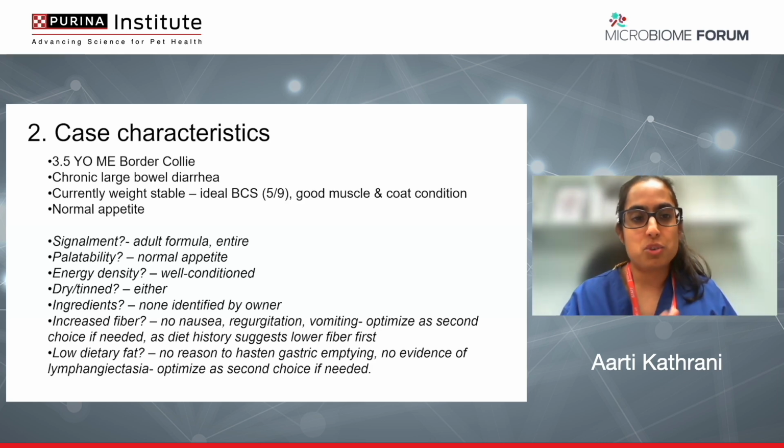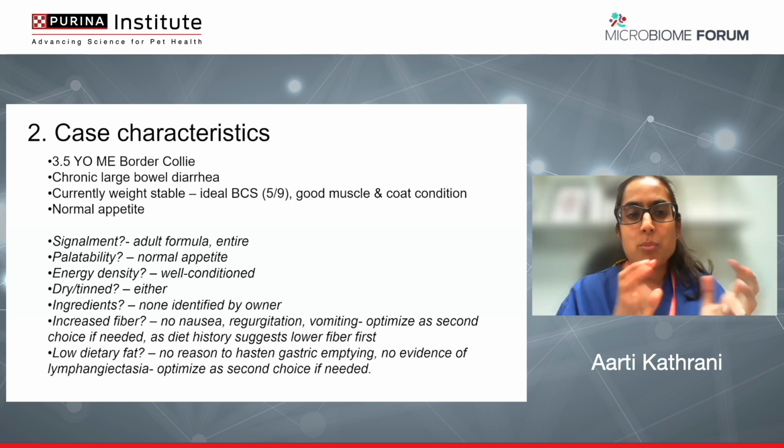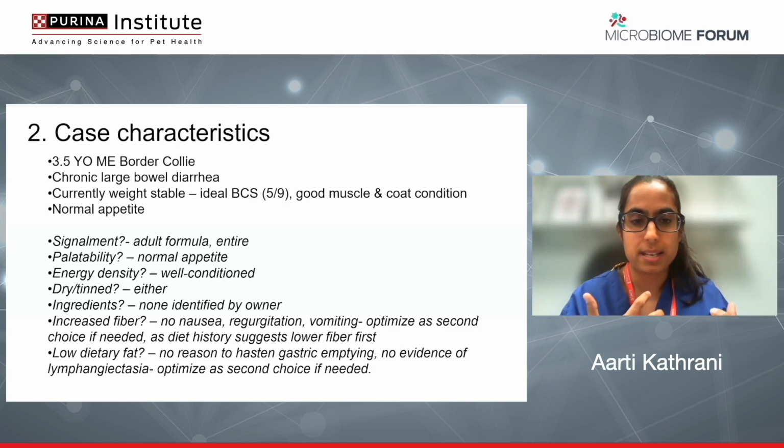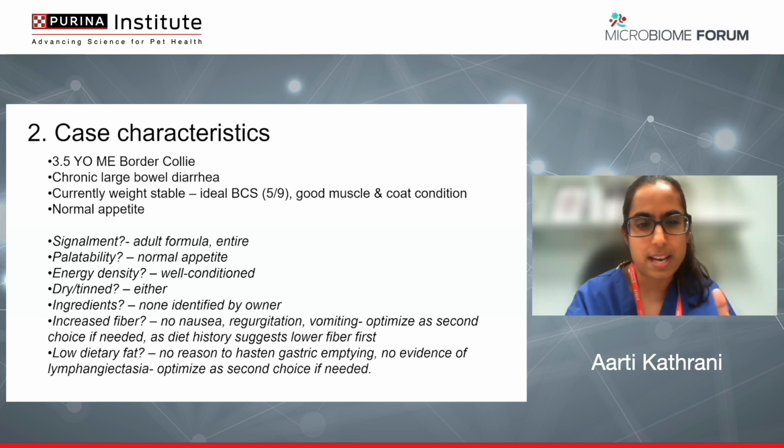I asked myself, do we want increased fiber? Based on what information I had gleaned from that diet that had helped, I kind of said I would optimize that as the second choice because the diet history suggested going with lower fiber first. And especially this dog didn't have any nausea, regurgitation, vomiting. So there wasn't really any contraindication or anything to worry about from that perspective. So if I needed to optimize it, I'd kind of use it as a second choice.